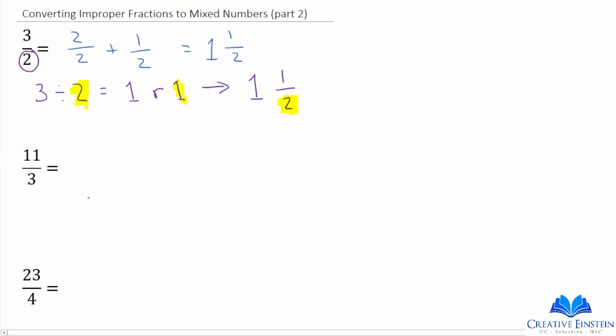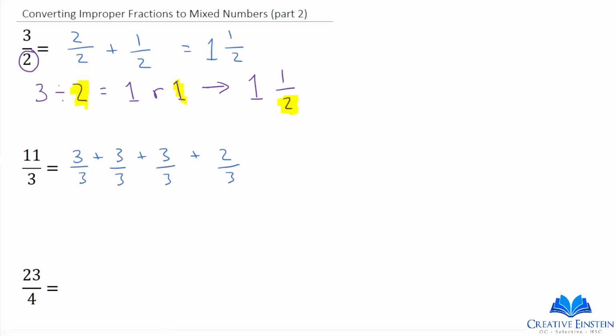Okay, let's take a look at the next example. In part 1, we looked at 11 over 3. So again, I'm going to do the kind of long way first, and then we'll look at the actual shortcut. So how many 3's are in 11? 1, 2, 3. And then I've got 2. Over 3, over 3, over 3, over 3. Gives me 11 on 3.